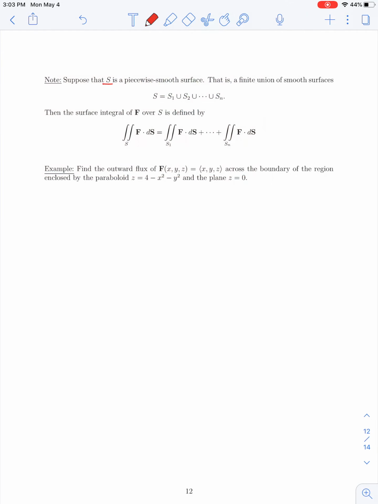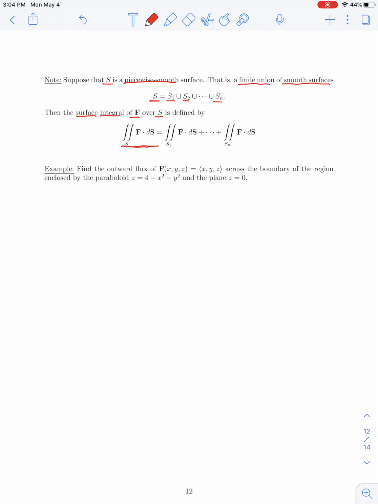So let's suppose that we have a surface S, which is piecewise smooth. So maybe it has some corners or sharp edges, but it can be decomposed into a finite union of smooth surfaces. So here let's say that S is the union of a few pieces, S1, S2 up through Sn, where each of these subsurfaces, S1, S2 up through Sn, are smooth. Then we would define the surface integral of that vector field F over our surface as follows.